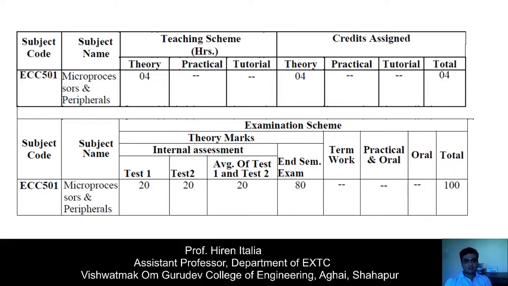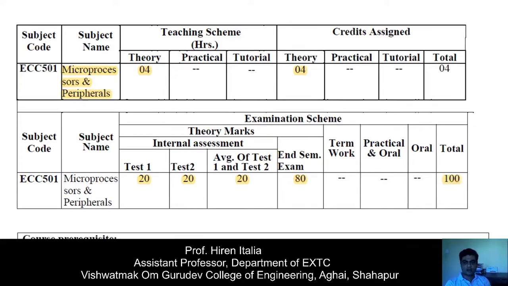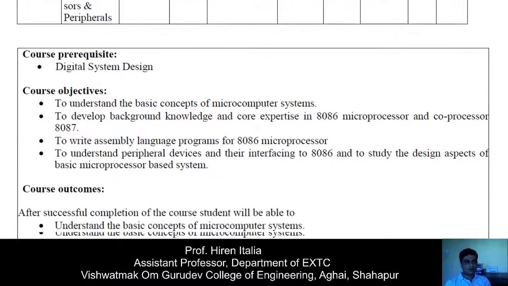So this is the teaching scheme of your subject, where you have a total of 4 hours of theory lecture per week, and the credit assigned is a total of 4 credits. And there will be two internal unit tests, unit test 1 and unit test 2. Each of them is 20 marks, and at the term end you will get the average of 20 marks from unit test 1 and unit test 2. At the end semester examination you have 80 marks of theory paper, so like that you have a total of 100 marks.